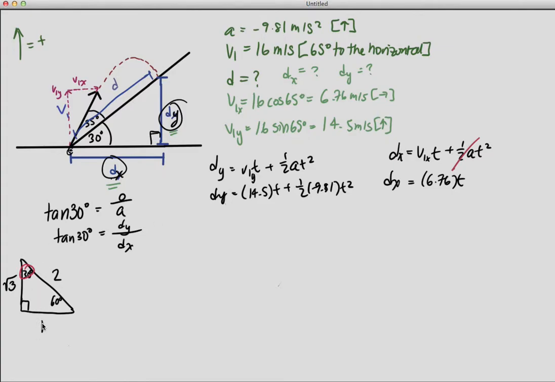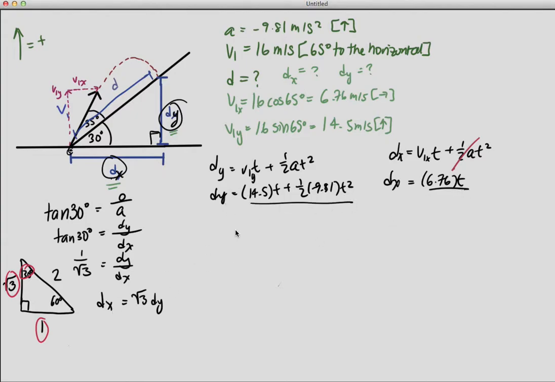So we're going to look for the tan of 30. The tan of 30 is the opposite over the adjacent. So we have our values here, and we can replace tan of 30 degrees with these values. We can write 1 over root 3 is equal to dy over dx. Now we can just cross multiply and get rid of the denominators and write dx is equal to root 3 times dy.